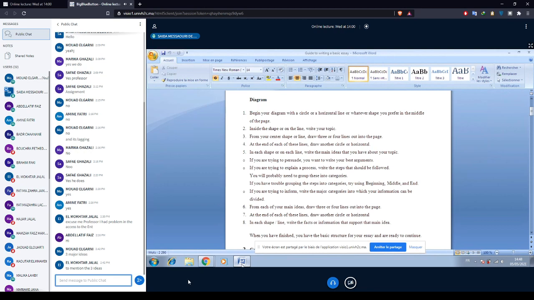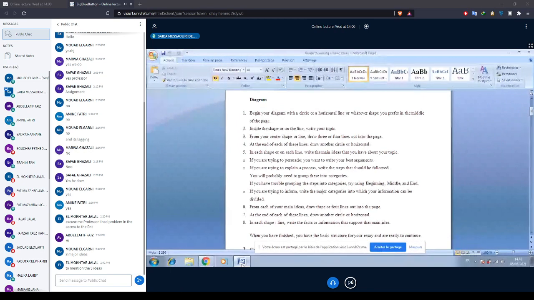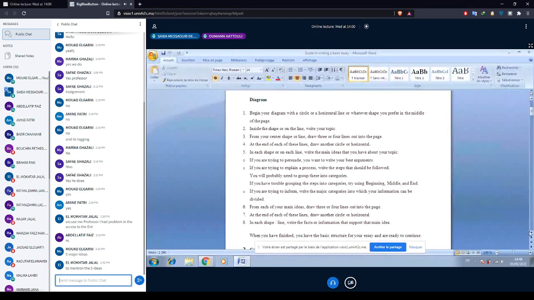And then at the end of each of these lines, draw another circle or horizontal line, and in each shape write the facts or information that supports that main idea. Okay? Any questions up to now?